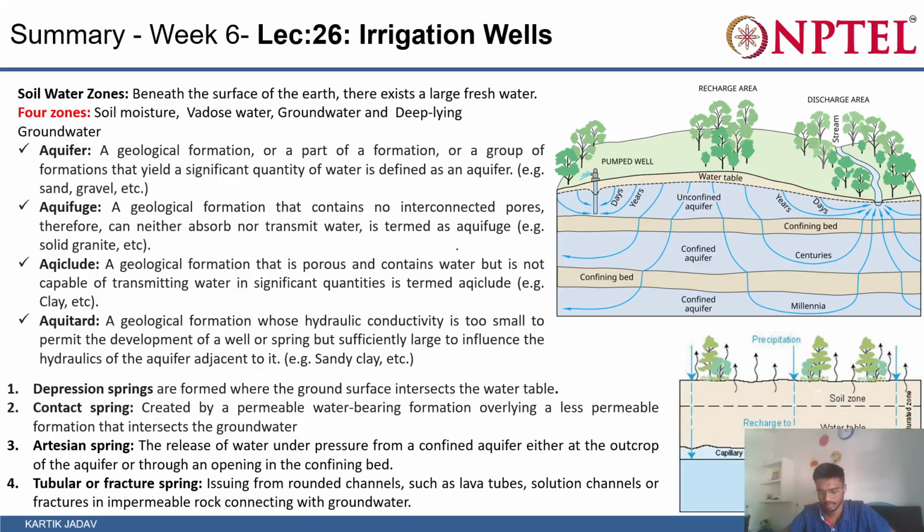Week number 6, so basically we have started with the irrigation wells. So we know that groundwater is the largest freshwater reservoir that lies beneath the surface, and that we are using it the most, at least in India, for agricultural and water management purposes.